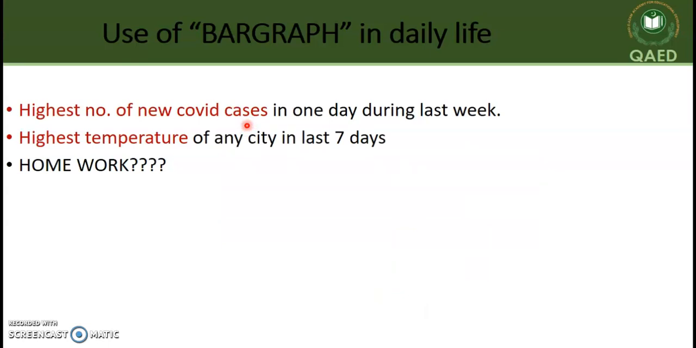At the end, I want to tell you that there are so many uses of bar graphs in our daily life. You might have heard in the news the highest number of COVID cases in one day during last week, and they represent it using a bar graph. Another way of representing a bar graph is the highest temperature of any city in the last 7 days. So next time, whenever you go to Murree or some hilly station, please do not forget to check the highest temperature in the last 7 days.